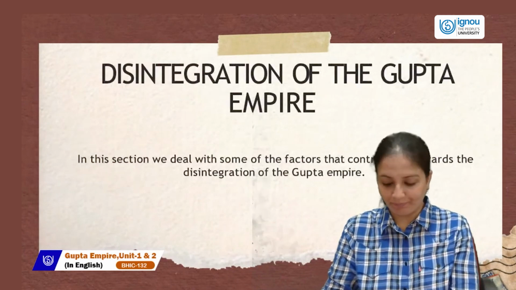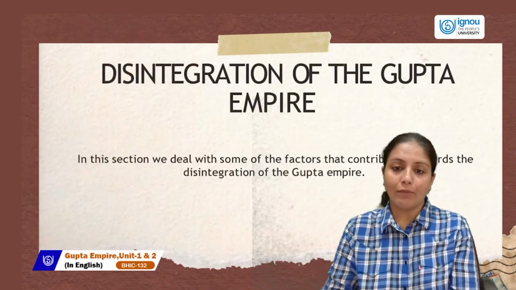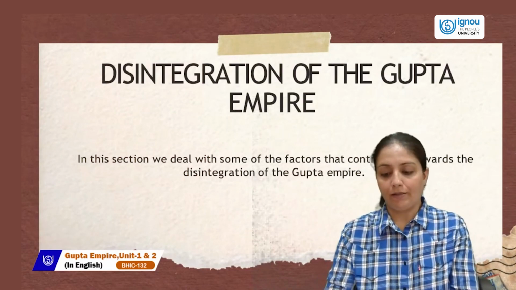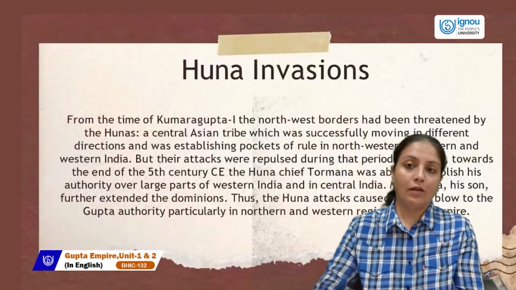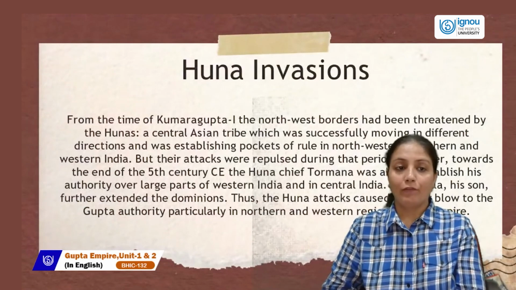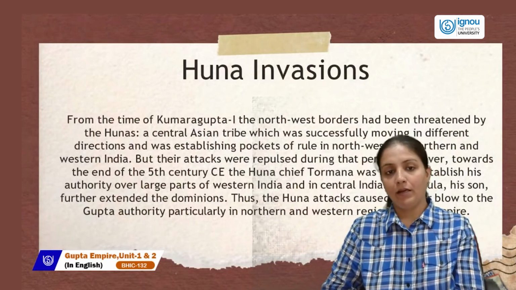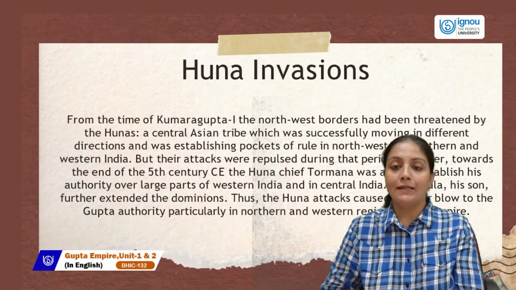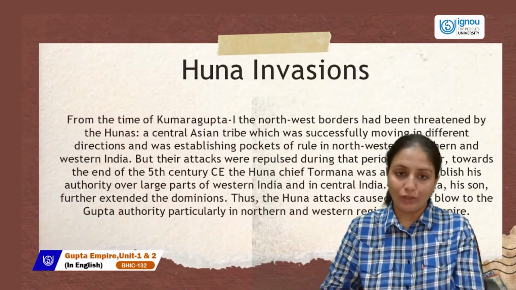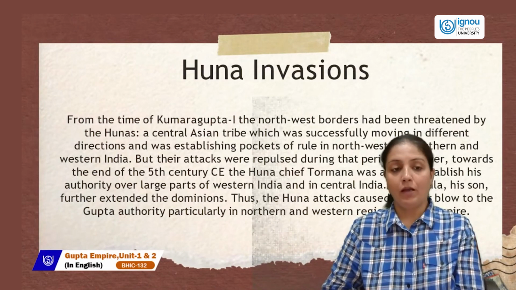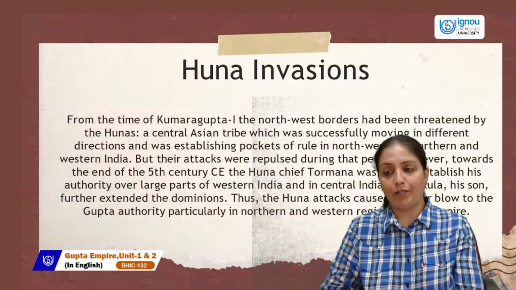Disintegration of the Gupta Empire. In this section, we deal with some of the factors that contributed towards the disintegration of the Gupta Empire. Who invaded the Guptas? The Hunas. From the time of Kumaragupta I, the northwest borders had been threatened by the Hunas, a Central Asian tribe which was moving in different directions and establishing pockets of rule in northwestern, northern and western India. But their attacks were repulsed during this period.